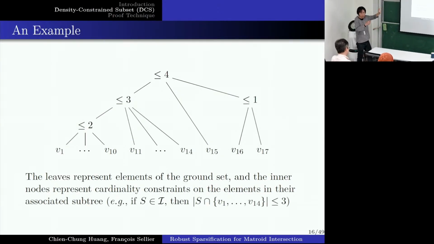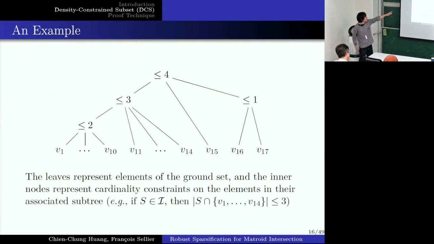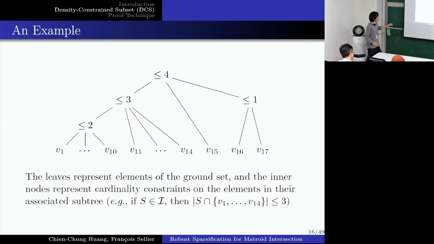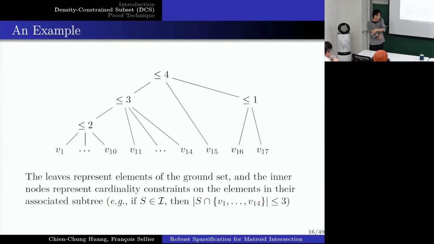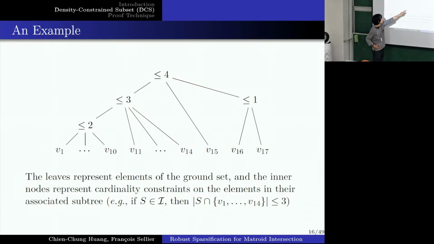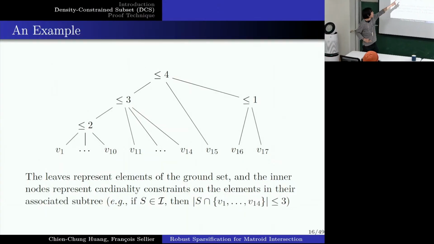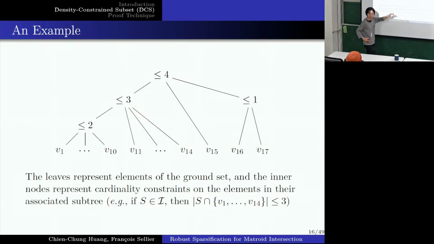Let's run a concrete example. Imagine that this is the laminar matroid. I hope everyone here knows the definition of a laminar matroid. You have a tree structure, and on each internal node you have a constraint saying how many elements you can take from the subtree, that is, how many leaves. Here it means that out of V1 to V10, you can take at most 2, and here you can take at most 3, and so on.